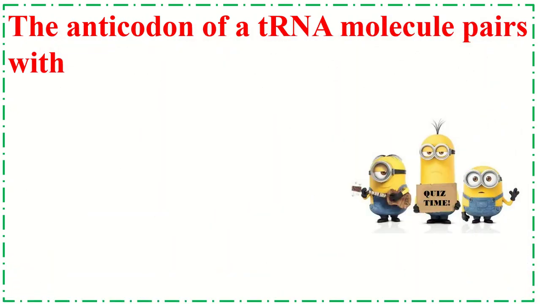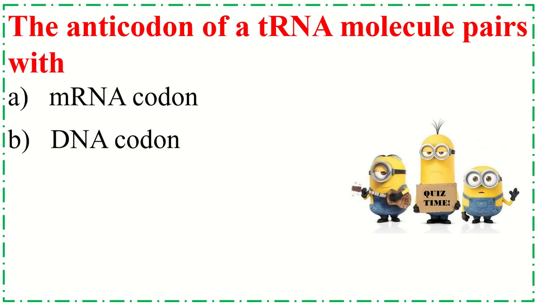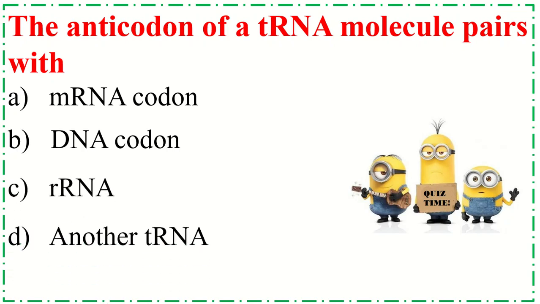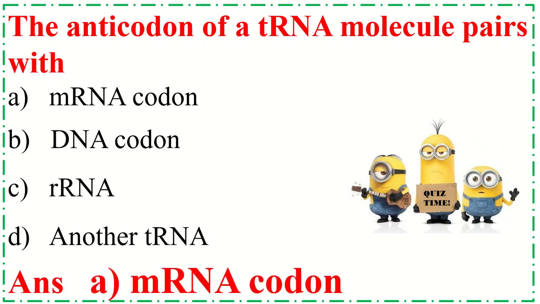The anticodon of a tRNA molecule pairs with option A, mRNA codon, B, DNA codon, C, rRNA, D, another tRNA. Correct option is A, mRNA codon.